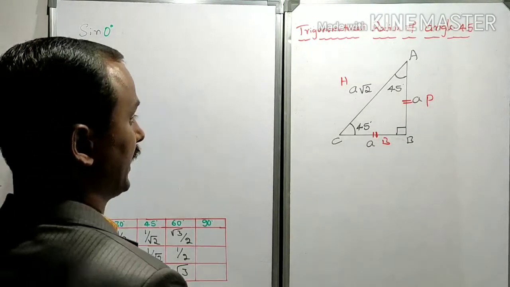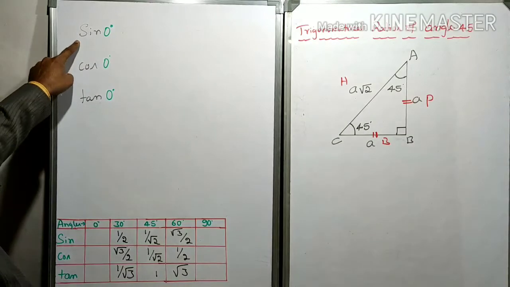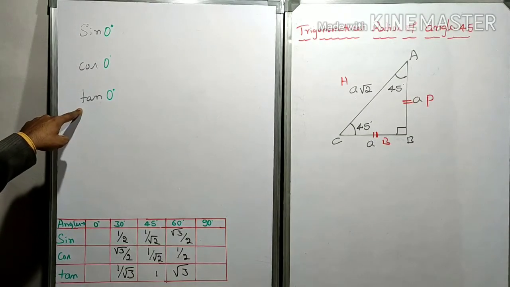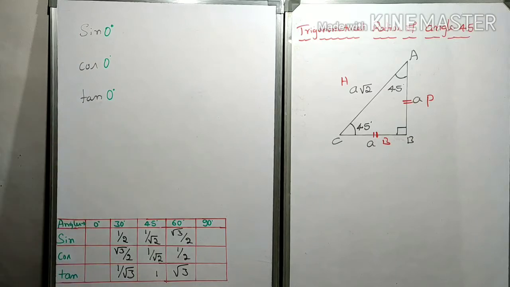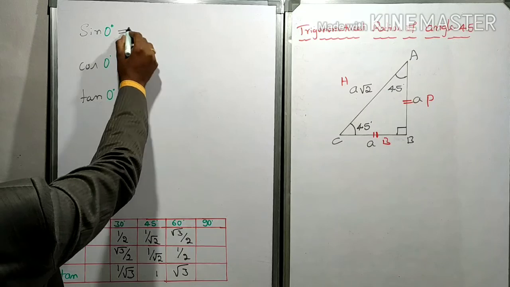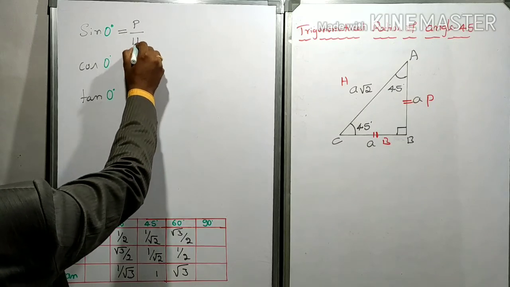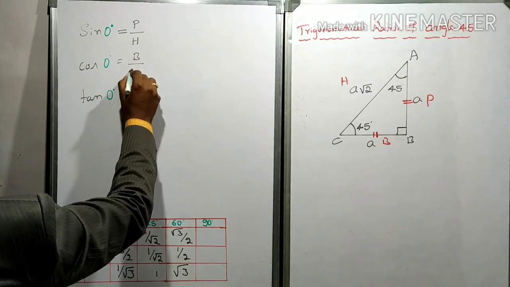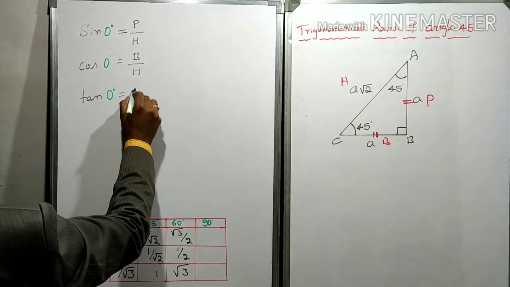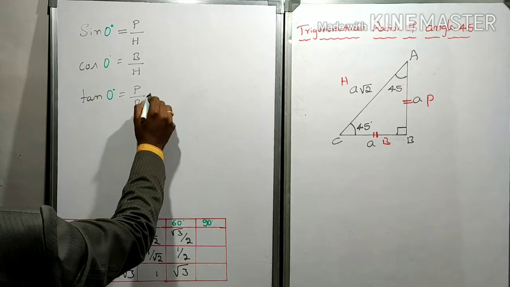Now, dear children, I am explaining sin, cos, tan, the standard trigonometric ratios of the standard angle 0 degree. Dear children, I will write the ratio names first. Sin ratio is perpendicular upon hypotenuse. Cos ratio is base upon hypotenuse. Tan ratio is perpendicular upon base, dear children.